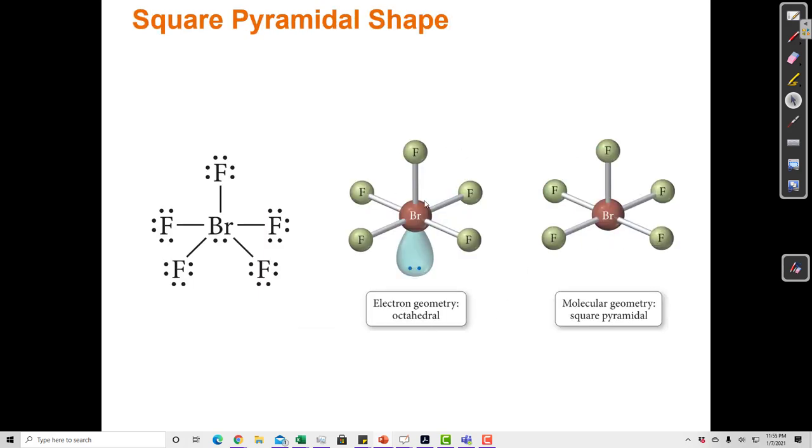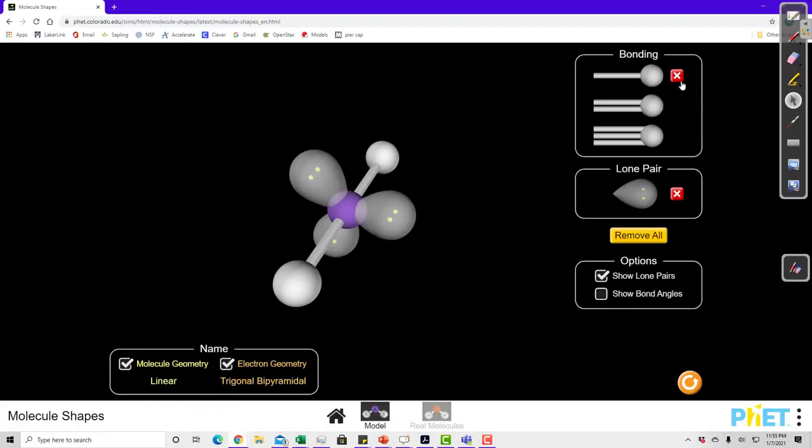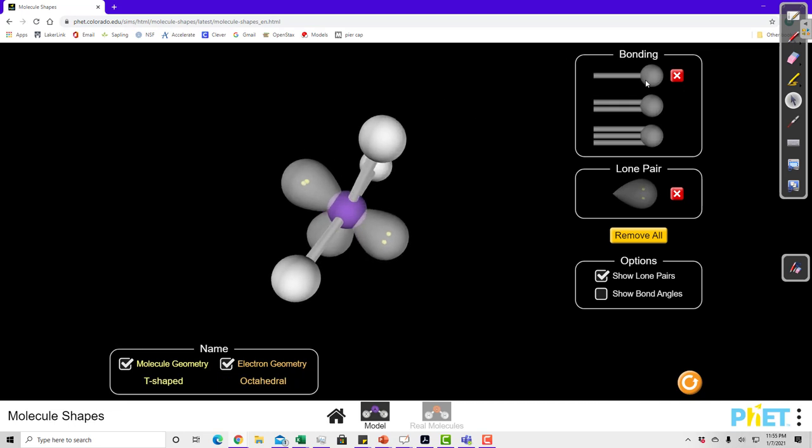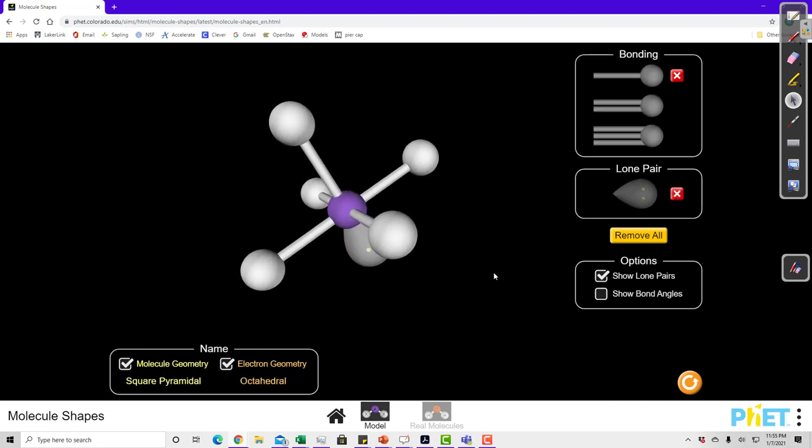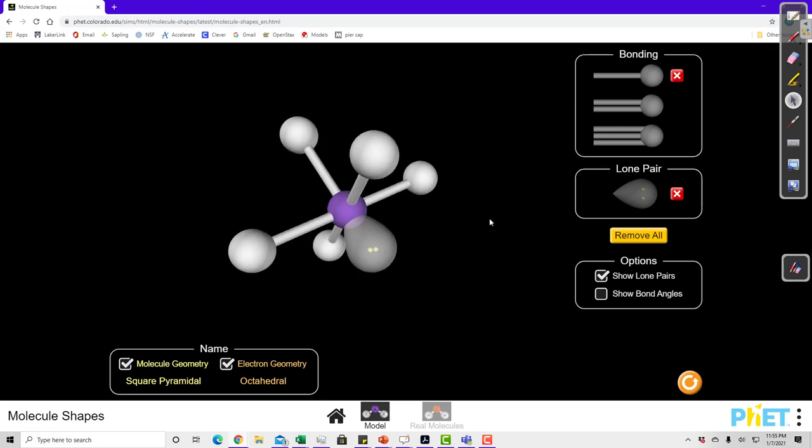Octahedral electron geometry, square pyramidal molecular geometry. So we have six groups altogether, 1, 2, 3, 4, 5, 6, but only five of them are atoms. Five of them are bonds. So let's put five bonds. Five bonds, one lone pair. Octahedral electron geometry, square pyramidal molecular geometry.